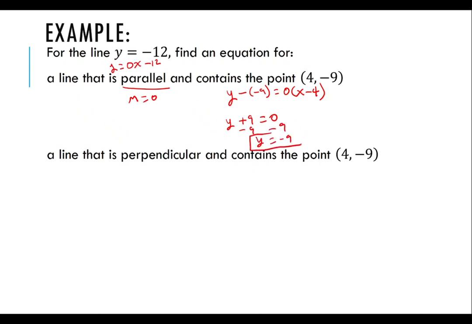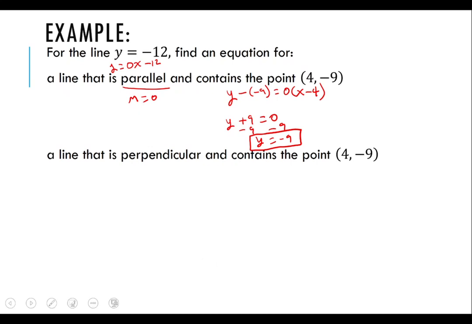Notice that I could have saved myself a lot of time. Y equals negative 12 is a horizontal line. If I want to find that equation, I just need a horizontal line that passes through the 4, negative 9 point. But if it's horizontal, we really just have to look at the y value and say y equals negative 9 to get our parallel line.